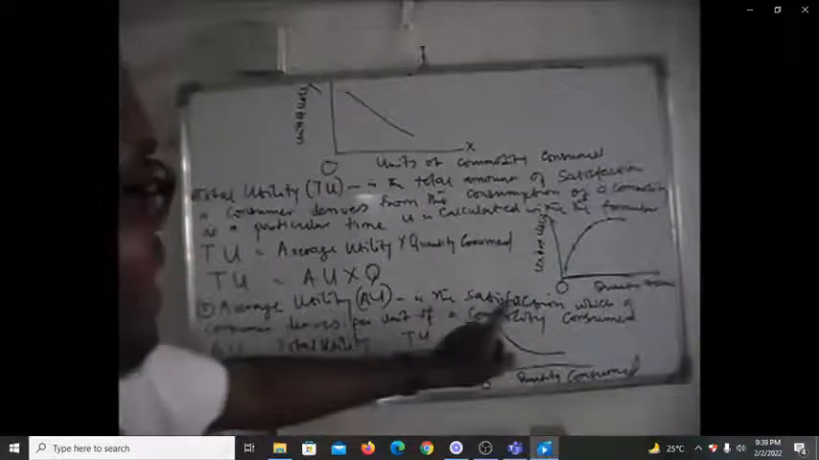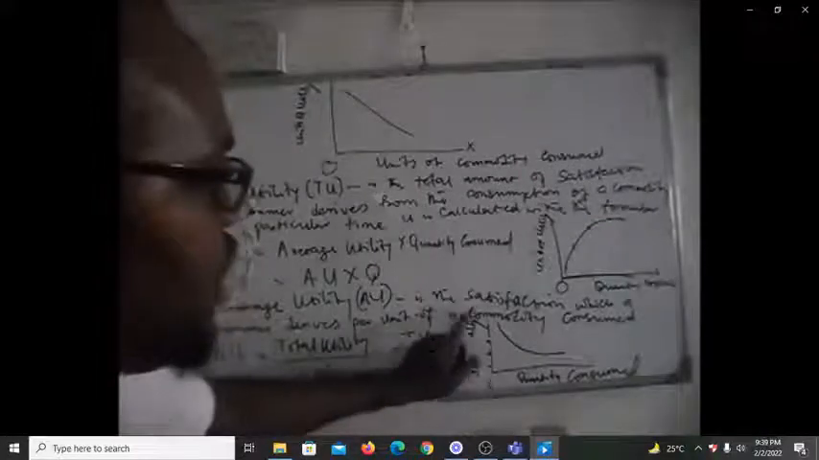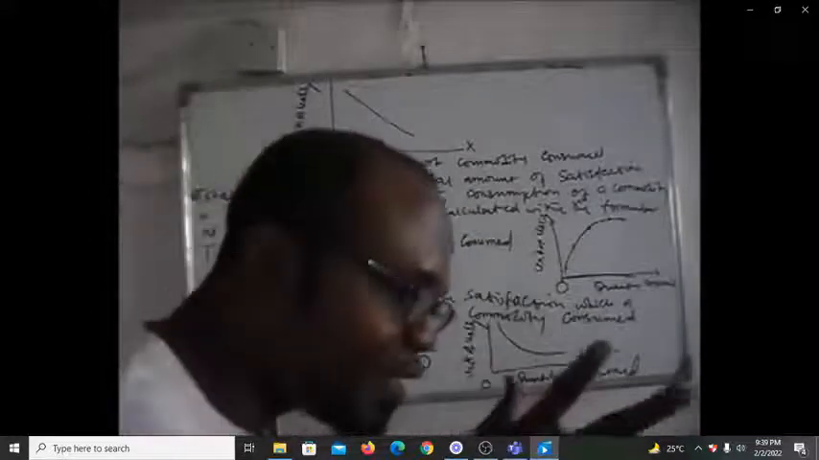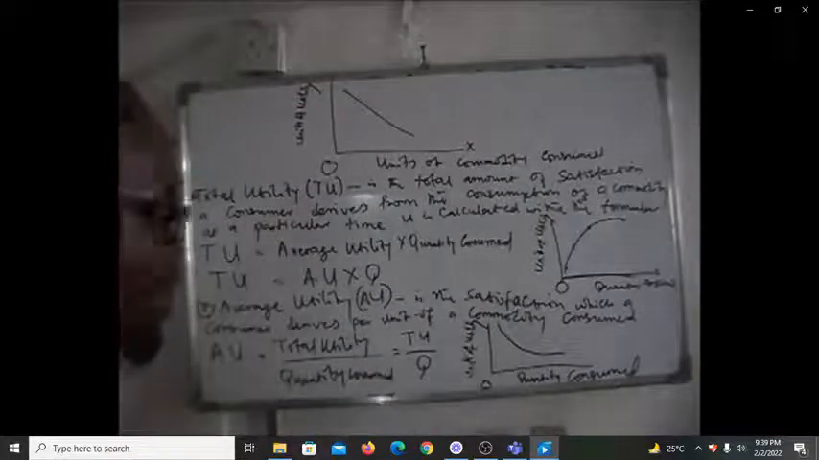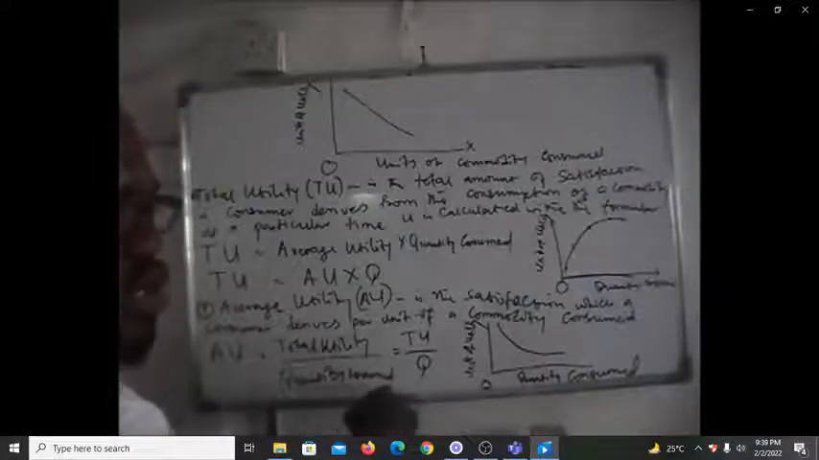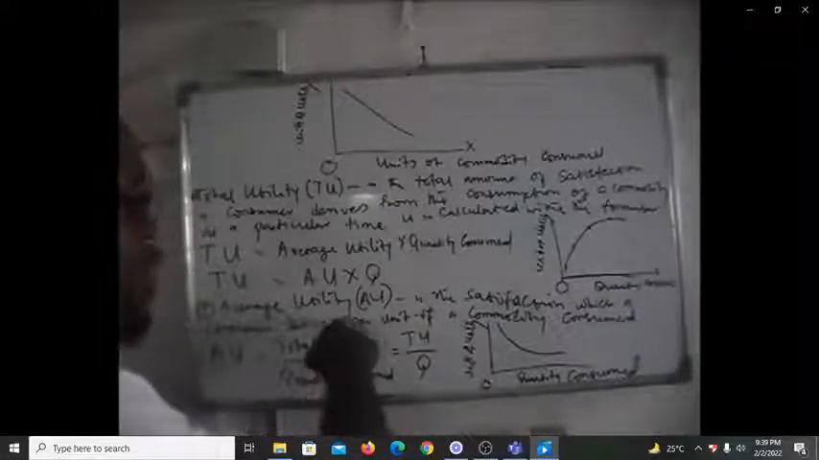Average utility is the satisfaction which a consumer derives per unit of the commodity consumed. Per unit. What satisfaction do you derive in the one you consume per unit? Satisfaction per unit, that is what we call average utility. And how is it calculated? By simply saying total utility over the quantity consumed gives you the average utility.